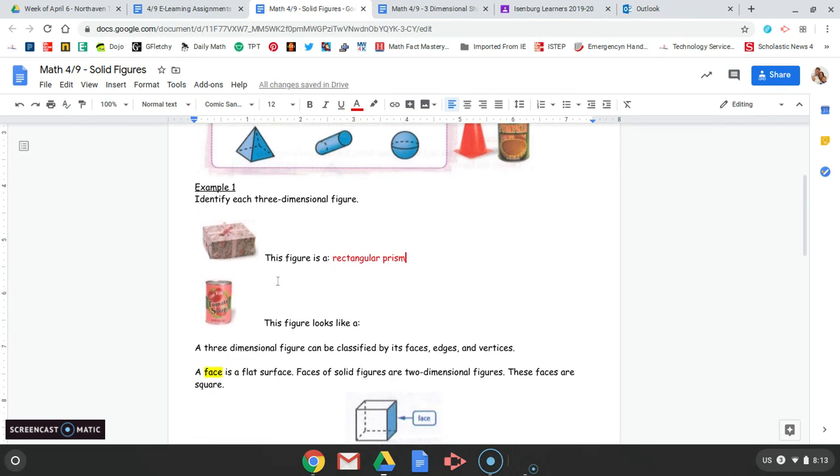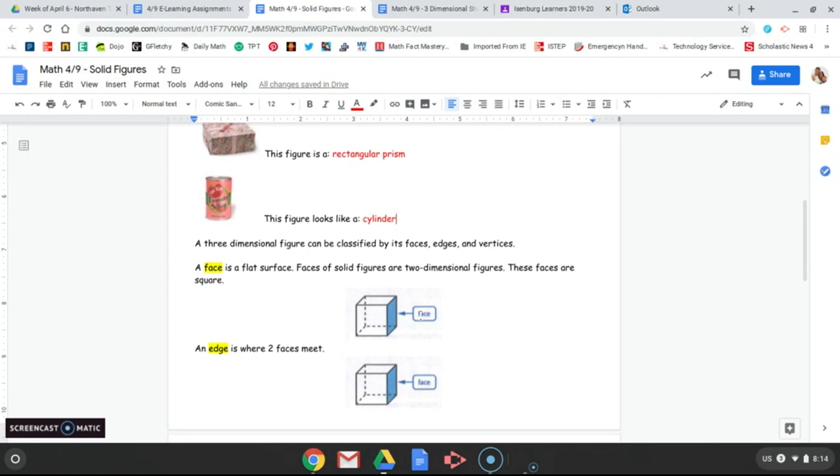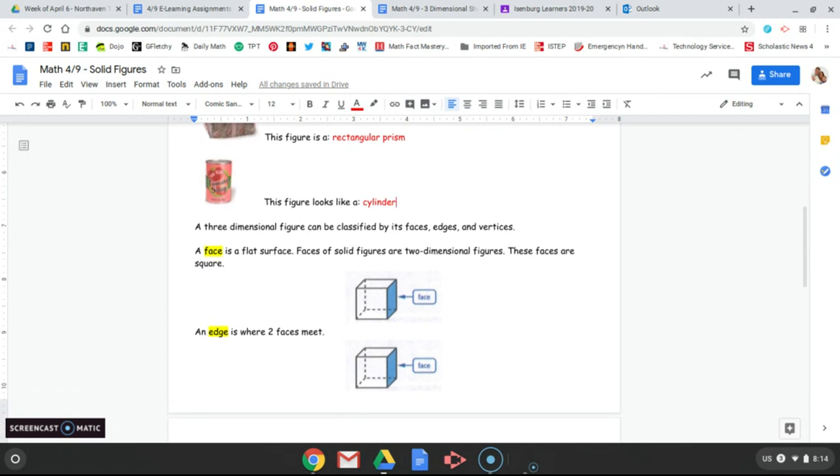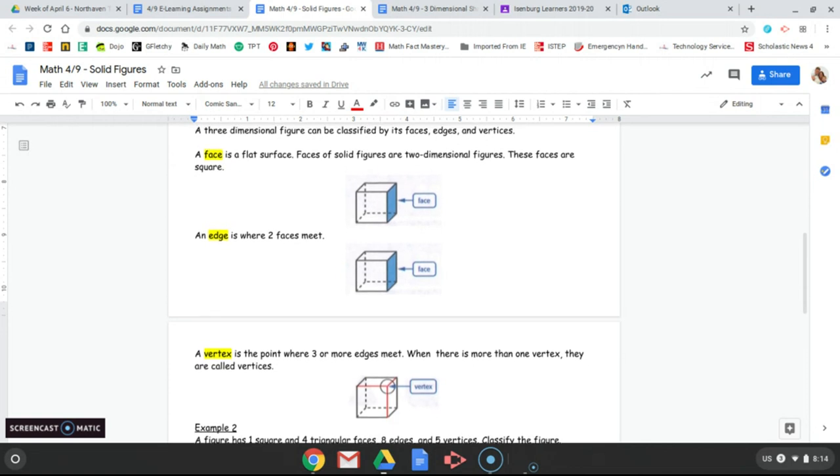The next one has a circle face on top and a circle face on bottom, and it's rounded in the middle. So I think that would match with this one up here, which was a cylinder. You probably have lots of cylinders at home in your cabinet because cans are almost always in the shape of a cylinder. I'm going to read through this part really fast because we already went through this with our vocabulary page, but this one has some more examples.